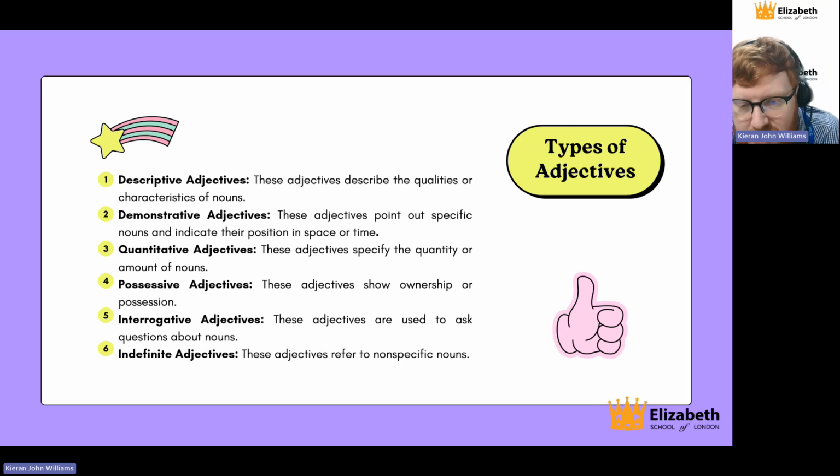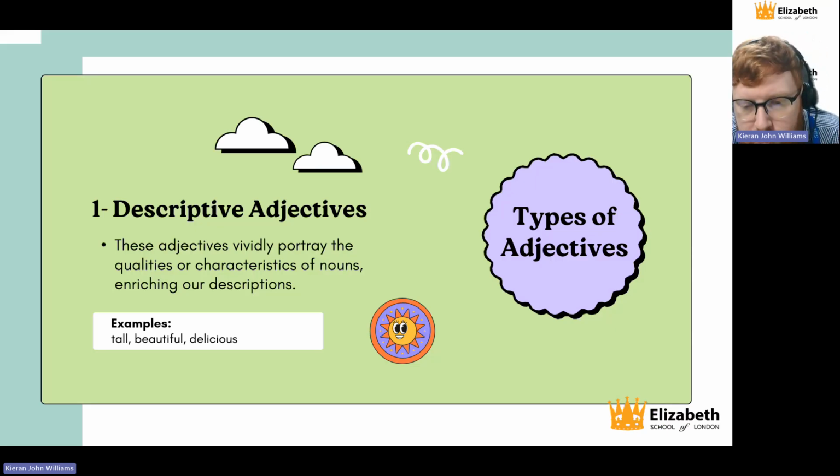So there are 6 different types of adjectives that we're going to have a look at: descriptive, demonstrative, quantitative, possessive, interrogative, and indefinite. Now it doesn't matter what they actually mean. It's how we can use them that's more interesting. First of all, let's look at descriptive adjectives. What we've just mentioned, they describe the noun that we're talking about. So tall, beautiful, or delicious. Very good.